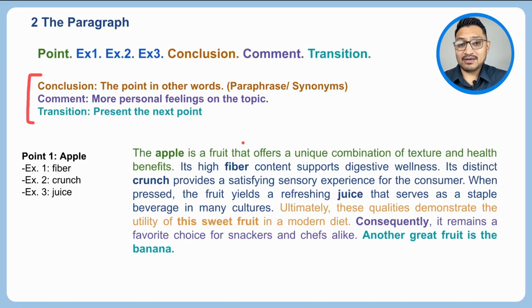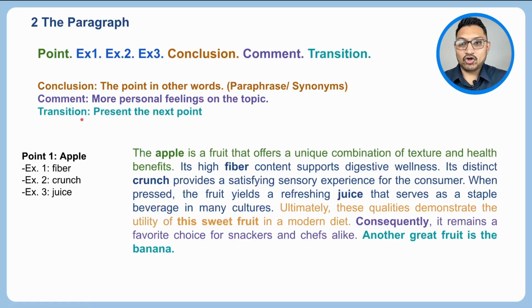In the conclusion, I'm going to say the same point, but in a paraphrase with synonyms. Ultimately, these qualities demonstrate the utility of this sweet fruit in a modern diet. Look what I'm doing here. I say this sweet fruit, which means the apple. I am saying apple, but in other words, with synonyms. This as a whole is a paraphrase.